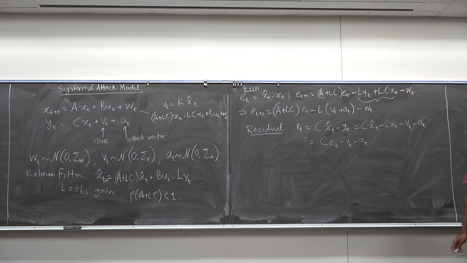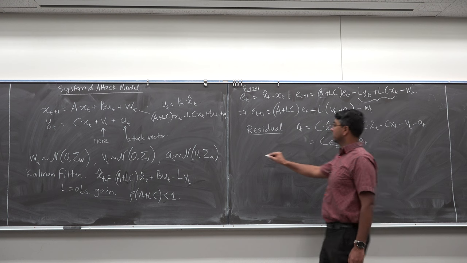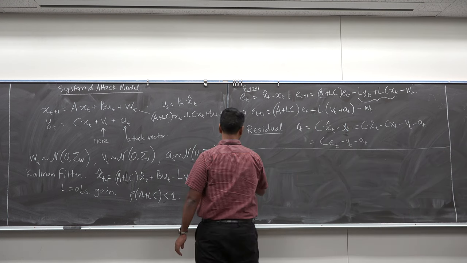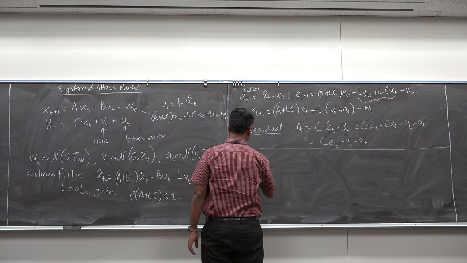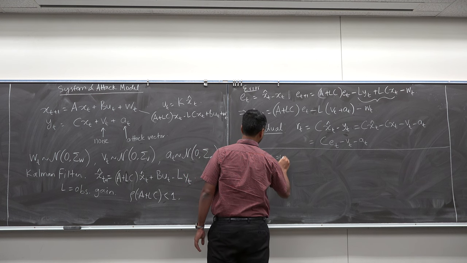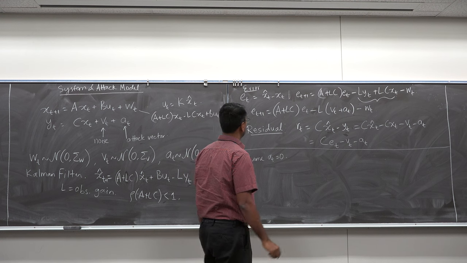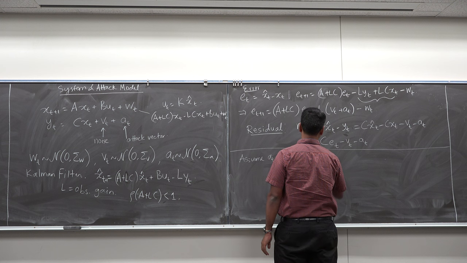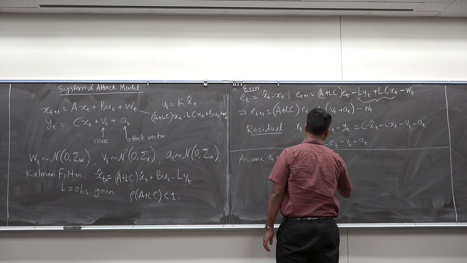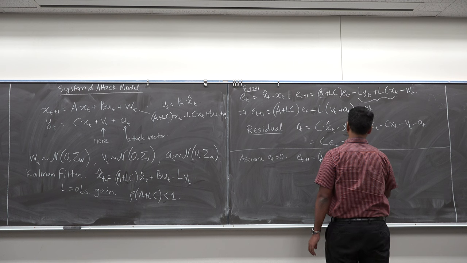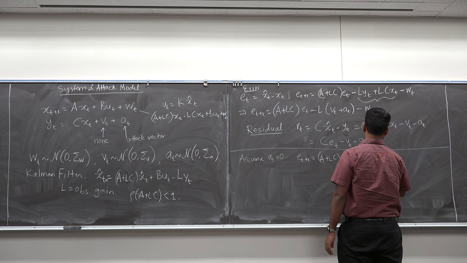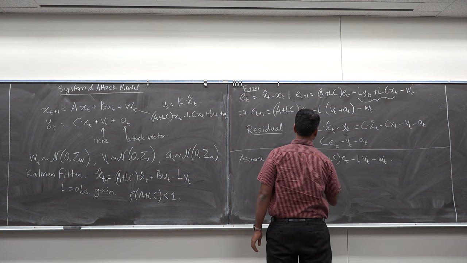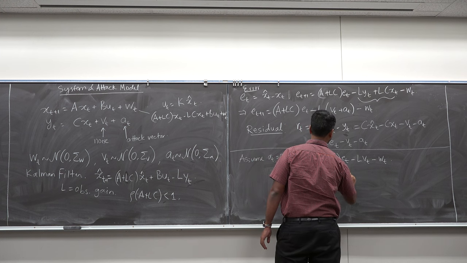Okay. Now let's assume that a of t equals 0. I'm going to figure out what happens when there is no attacker in the system. Then my e of t plus 1 equals (A plus LC) e of t minus L v of t minus w of t, and my r of t equals C e of t minus v of t.